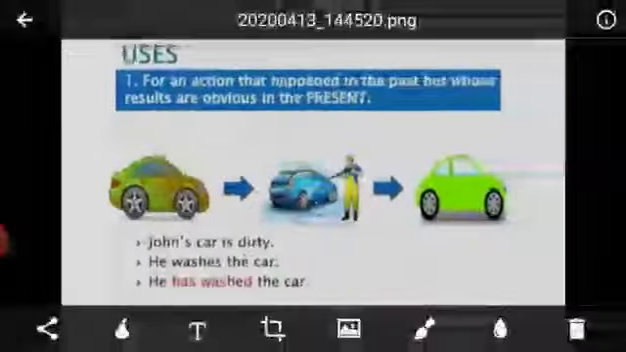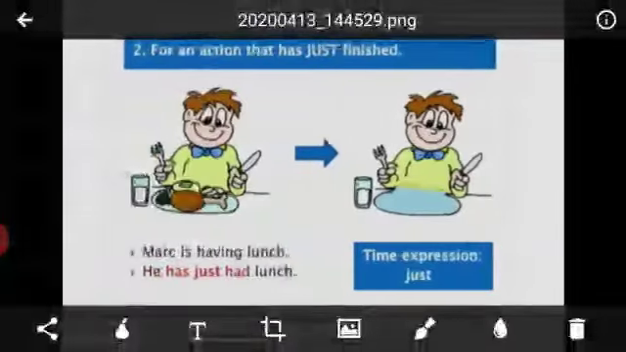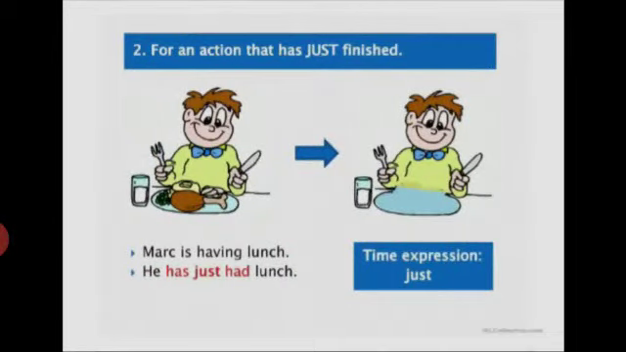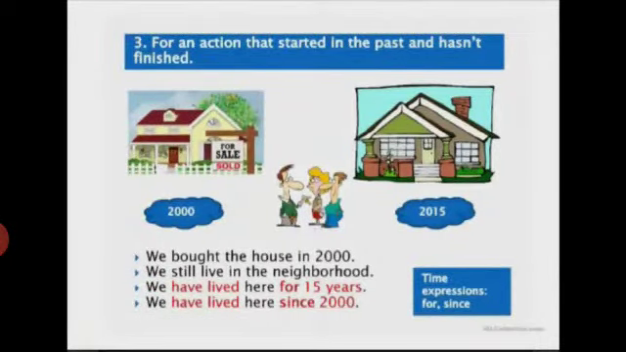We use the present perfect with an action that happened in the past, but whose results are in the present. And the second use is for an action that has just finished. He has just had lunch, and just is a time expression. Now, let's go to the third use of the present perfect. We use it for an action that starts in the past and hasn't finished.